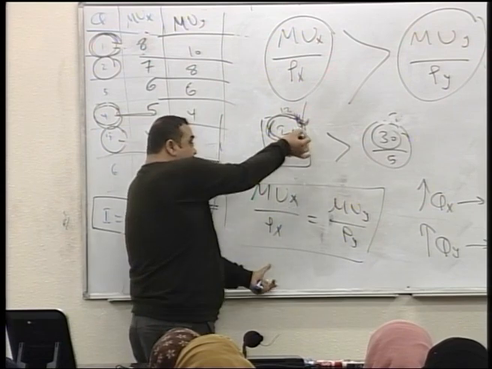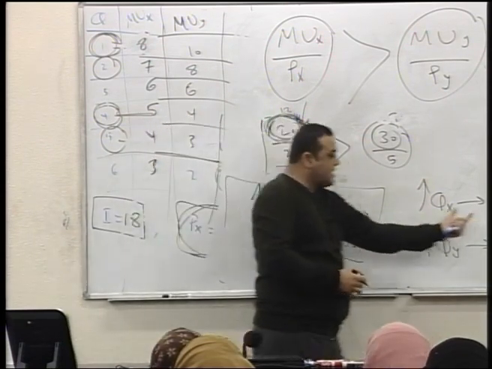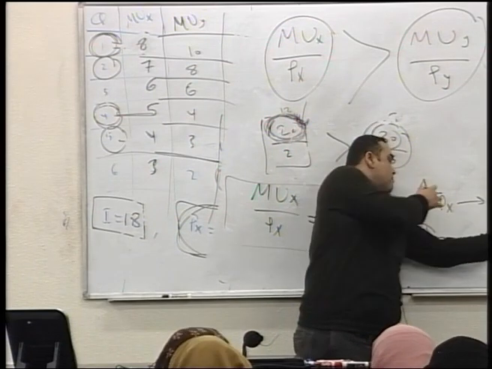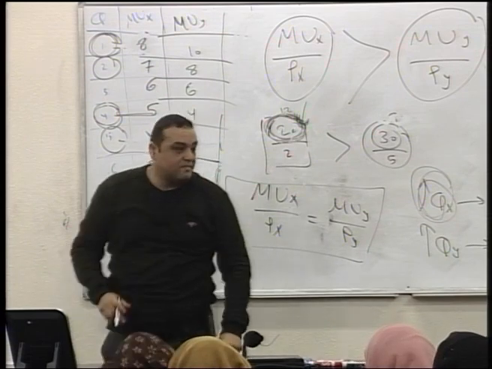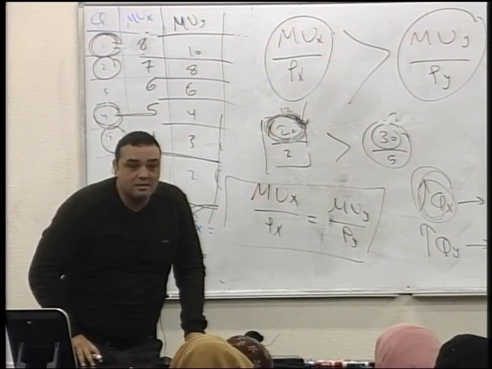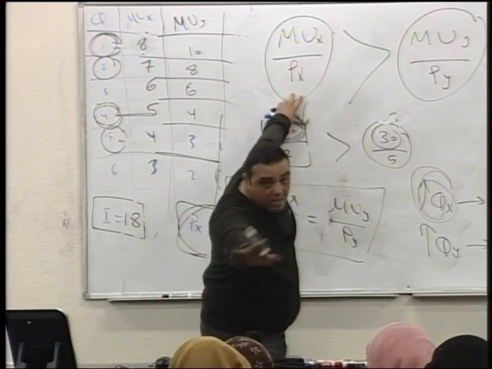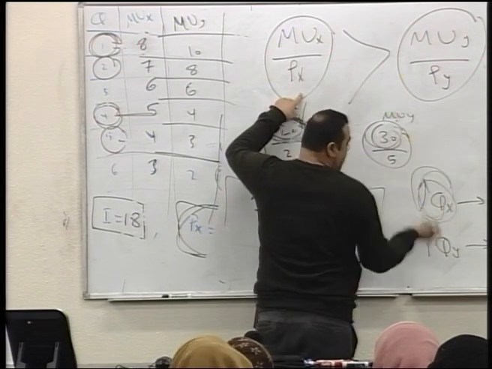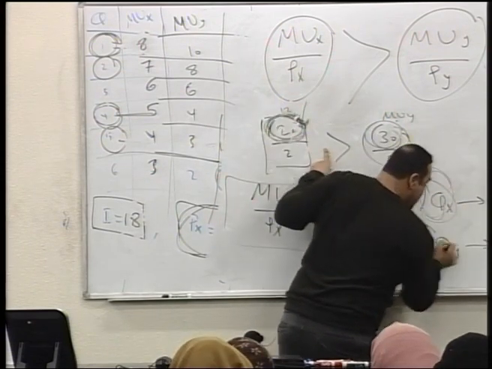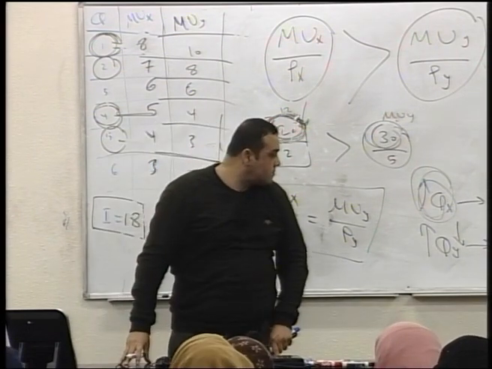How can we decrease the marginal utility of x? By increasing the quantity consumed of x. Right. And how can we increase the marginal utility of y? By decreasing the quantity of y. That's it.